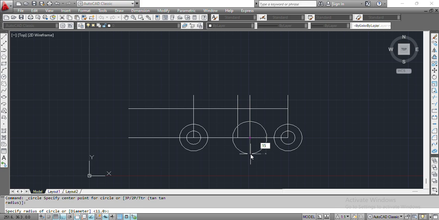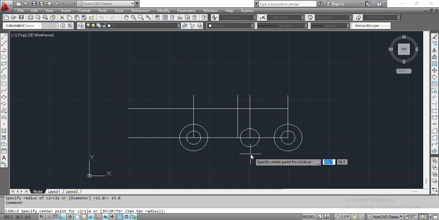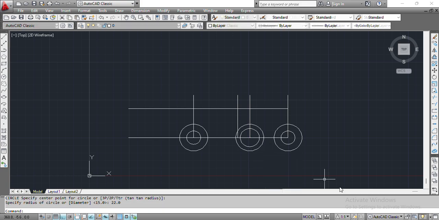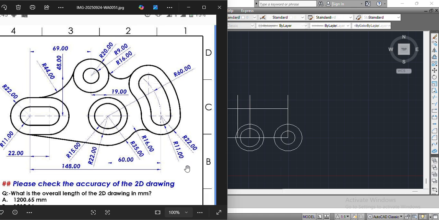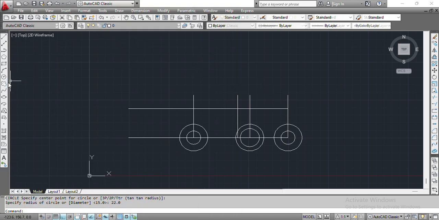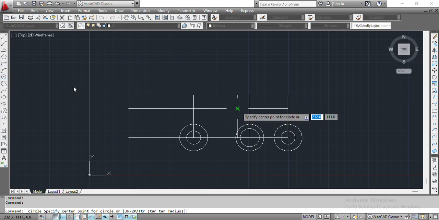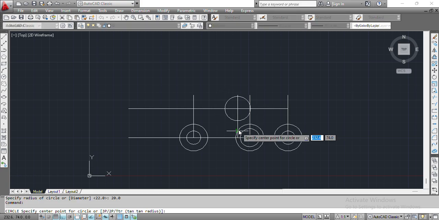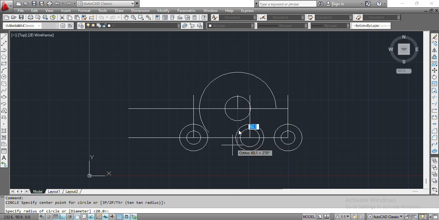So that is this circle of radius 15.0 and another circle of radius 22.0. We again draw a circle of radius 20 and a circle of radius 9. Circle of radius 20 and another circle from the same center of radius 9.0.